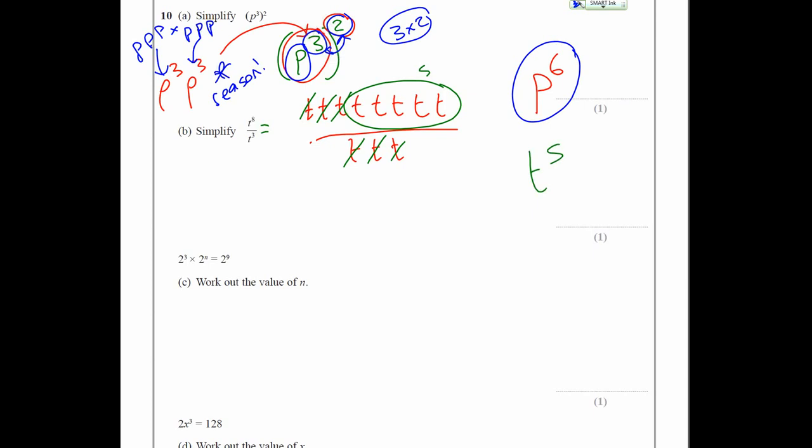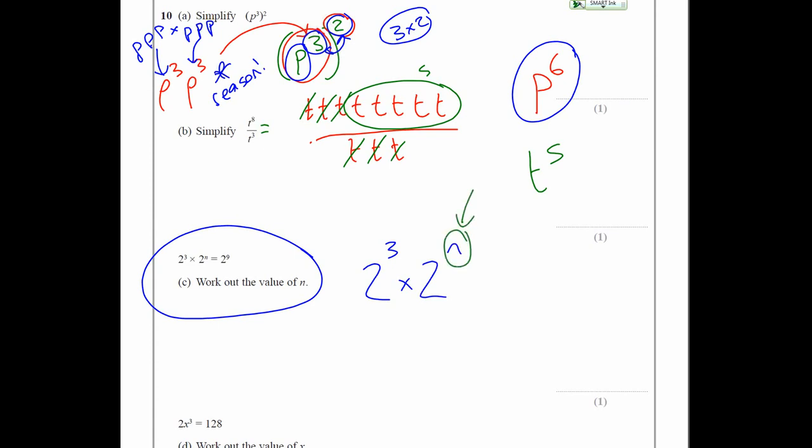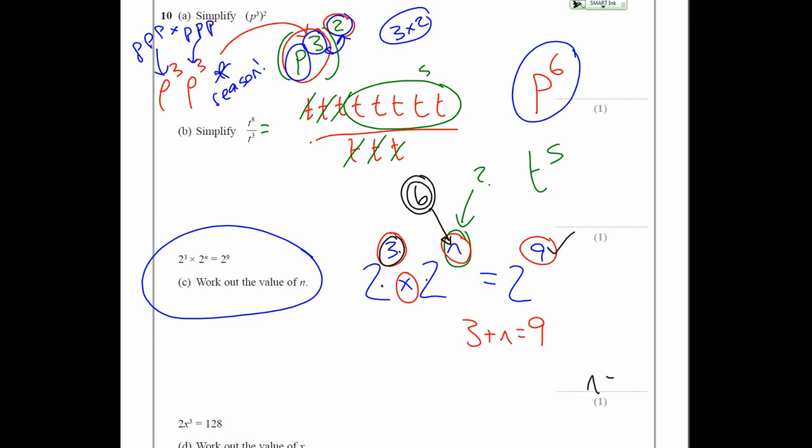I'm trying to show you what's going on a little bit more. This looks more like an A-level question, to be fair. So 2 to the power of 3 times 2 to the power of some missing number, some mystery number, gives you 2 to the power of 9. When you multiply, you add the powers. So this just means that 3 add some number gives you 9. So that means the missing number must be 6. Try it. 2 to the power of 3, 2 to the power of 6. You do 3 add 6, you get 9. So n equals 6.